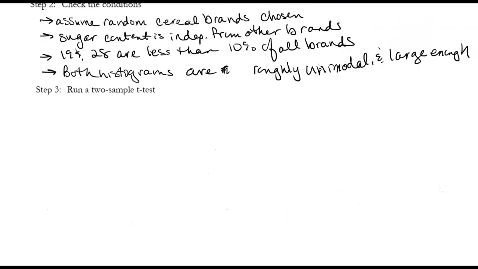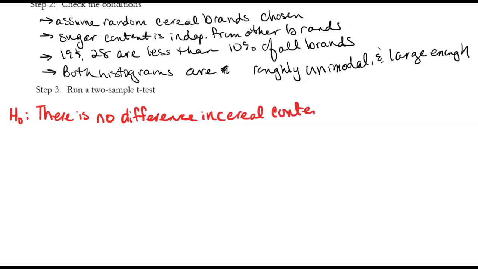Okay, so now we're going to run a 2-sample t-test. So the first thing we need to do is write our H0 and our Ha. Remember, your H0's never change. It's always the same. So there's no difference in cereal content between kids and adult brands.